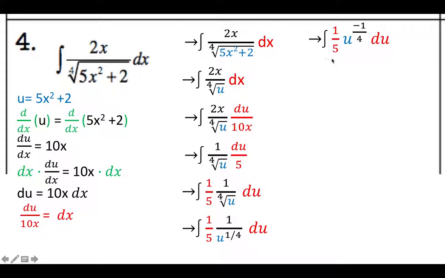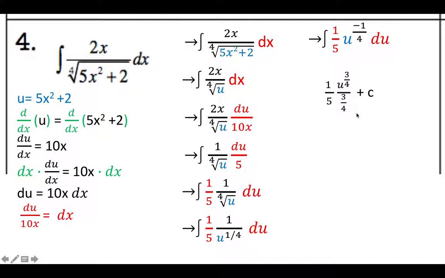Now that we have it in this format, we can go ahead and take the integral. We're going to be using x to the n plus 1 divided by n plus 1. Of course, instead of x, we have u right now. Alright, so the 1/5 is going to be in front again because it's a constant. Now, negative 1/4 plus 1, that's the same thing as saying negative 1/4 plus 4 over 4. That is equal to 3 over 4. And of course, we'll be also dividing by 3 over 4. This right here is the power rule of integrals.